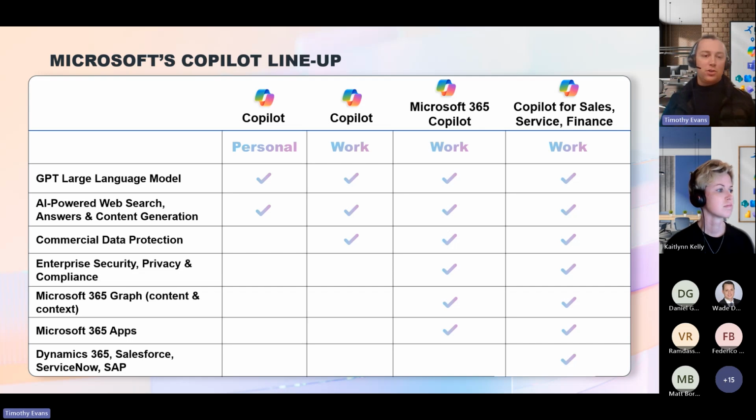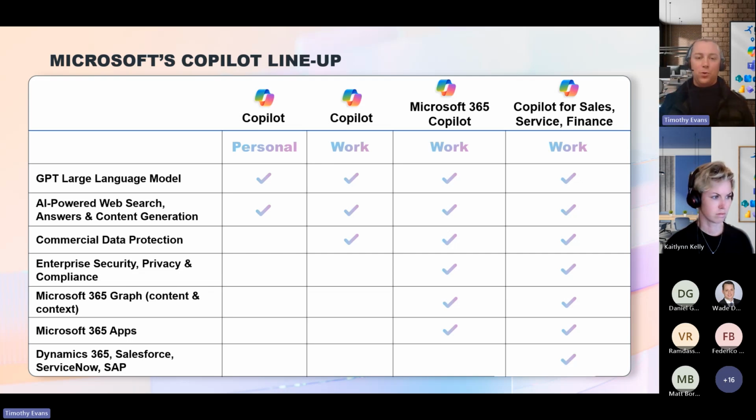Now, if we move on over to Copilot for Work, we add in commercial data protection into the fold. This is that paid Copilot Pro that doesn't necessarily touch your Microsoft 365 applications, but it does give you this sense of commercial data protection. I also want to pause on this idea that when Copilot responds to your prompt, it also gives you citations of where its responses are coming from. So if you are using this Copilot Personal or Copilot Work, and it's searching the web for you as a research tool, it is going to cite exactly where it is pulling this information.